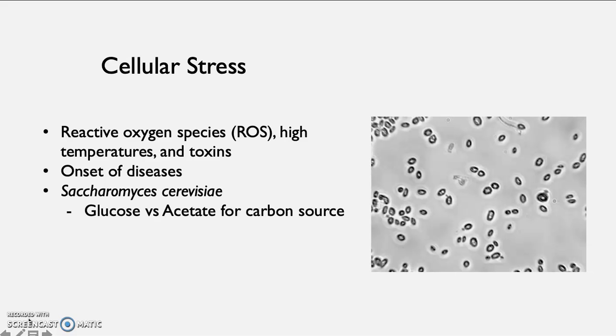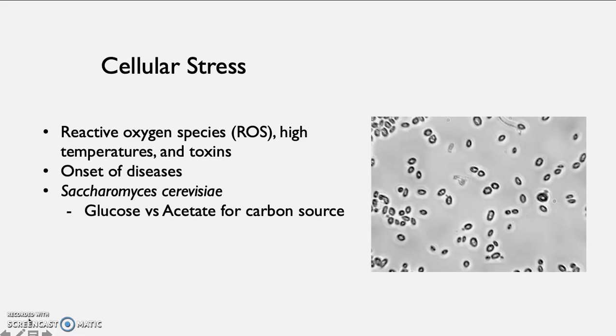For my research, I focus mainly on ROS, particularly because it is prevalent in the onset of many diseases like Alzheimer's and cancer. My model organism for this research is Saccharomyces cerevisiae, also known as yeast. The reason why I chose this is because you can control whether or not they use their mitochondria based on the food source that you give them. With glucose, they don't have to use the mitochondria. With acetate, they do.